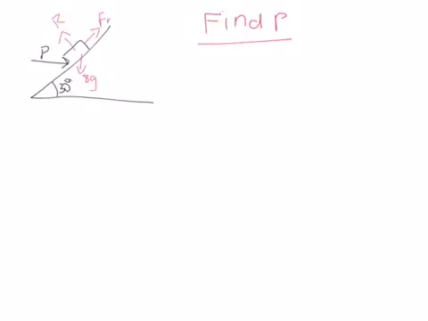Because the block is on the point of slipping down the plane, we know then that it's in equilibrium, so the forces acting up the plane are equal to the forces acting down the plane. So if we look at the forces acting parallel to the plane, we can say that Fr, so friction, plus P cosine 30, which we have acting up the plane, is equal to 8g sine 30, which is acting down the plane.